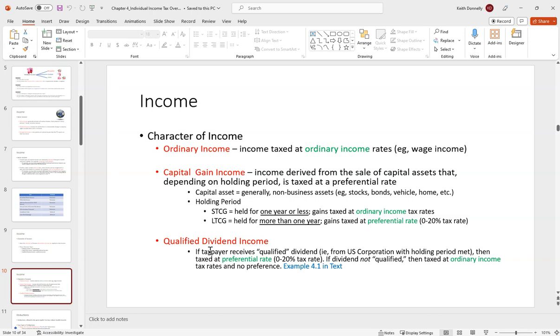How much you make? But again, the idea with these, the general rule is going to be ordinary income, but capital gains and qualified dividend income, those are going to receive preferential rates.